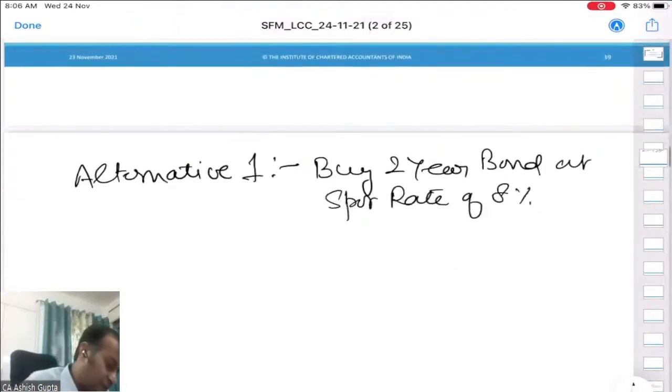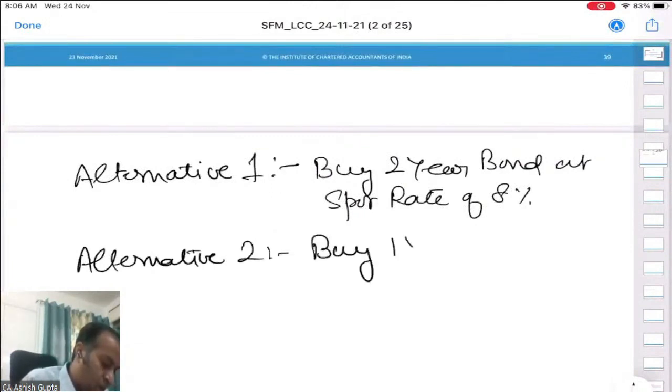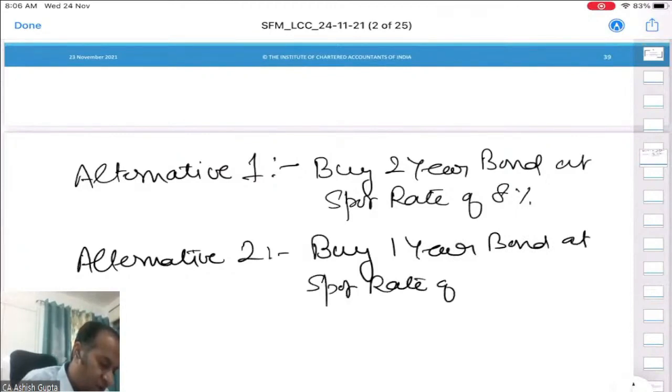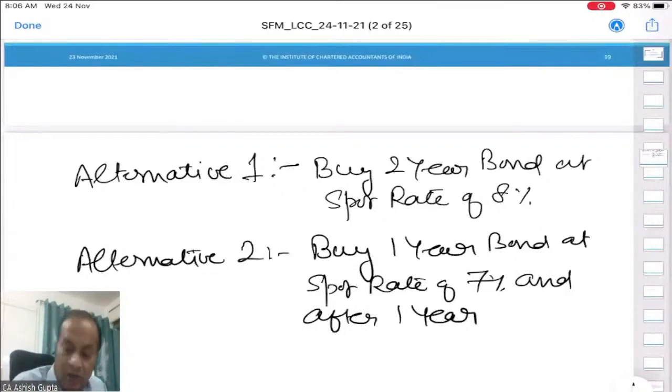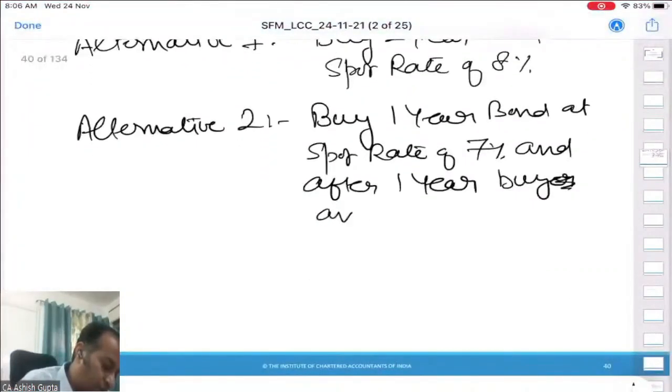Okay. Then another alternative I am giving: buy a 1 year bond, an instrument at a spot rate of 7%, and after 1 year, buy another instrument or bond for 1 year.